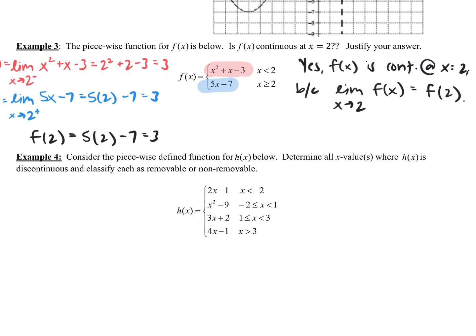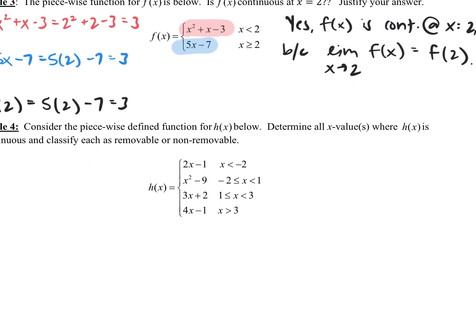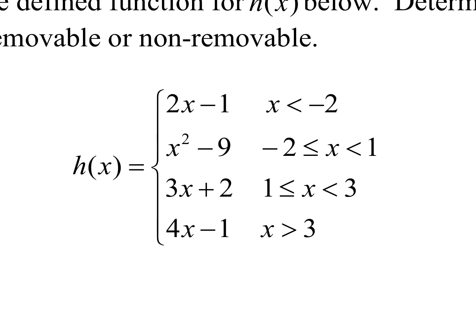Example 4 here is pretty much using the same idea from example 3, except for instead of just doing it at one point, it asks us, if we have this piecewise function h of x, determine all of the x values where it's discontinuous and classify those as removable or non-removable points. Okay? So how are we even going to know what points to check? Well, let's look at our ranges here, right? Or our domains for our x's, right? So if I'm at x is less than -2, I have this function, 2x minus 1, but then the instant that I'm greater than 2, I have this function, x squared minus 9. So what do you think a point that we're going to have to test is?